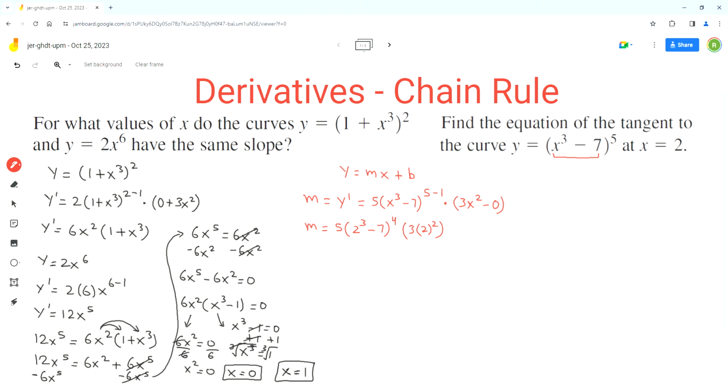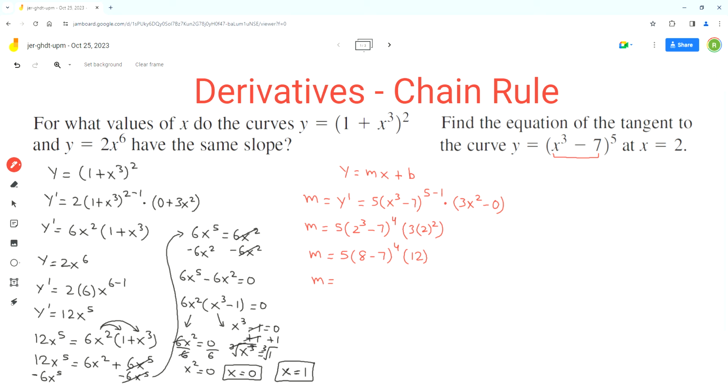Now we have to simplify this expression. So m equals 5 times parentheses. So 2 cubed is 8. So we get 8 minus 7, exponent 4, times, so 2 squared is 4 and 3 times 4 is 12.